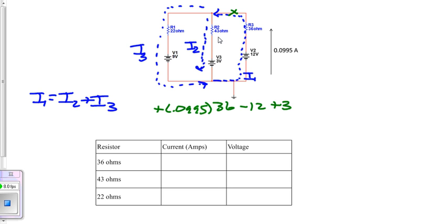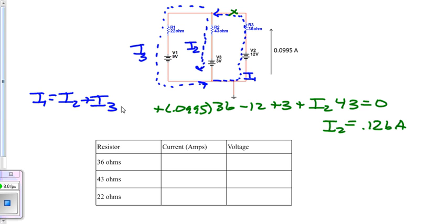I come across another resistor here, 43 ohms. I'm going to go across that resistor, but I'm going against the current. So it'll be positive IR, so positive I2, multiplied by 43. And then I finally return to my starting point, so I'll set that equal to 0. Then I've got one expression here, just one variable, so I2 can be solved for. And I2 equals 0.126 amps.